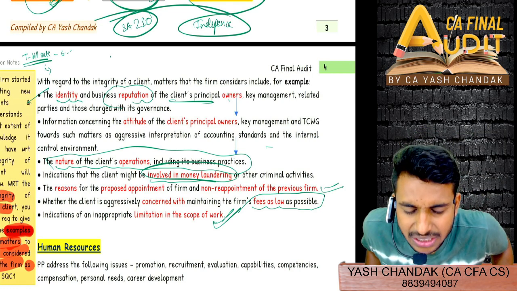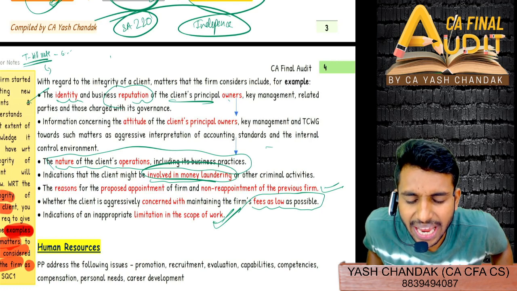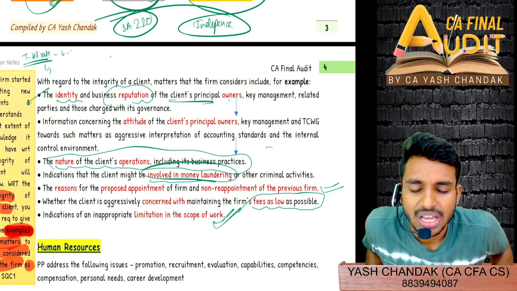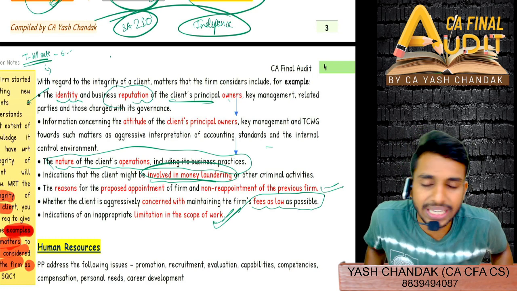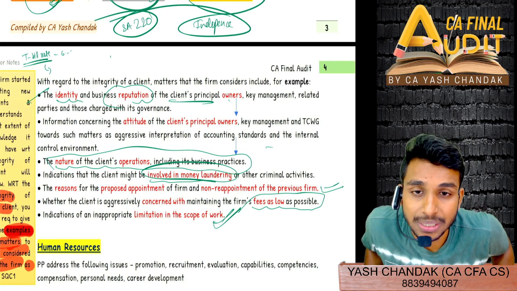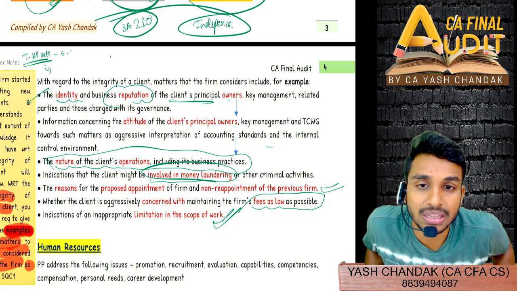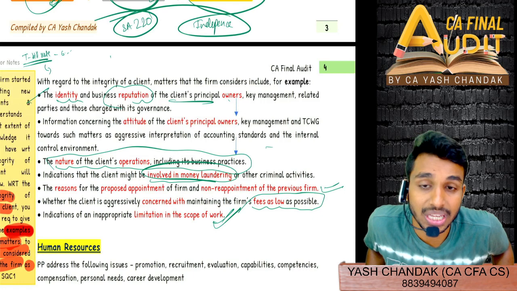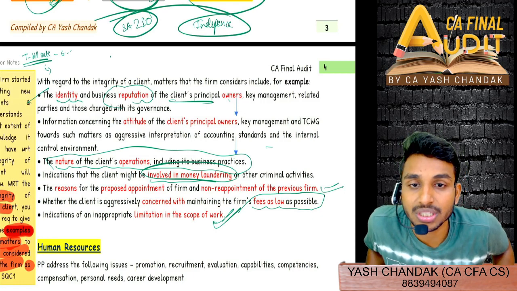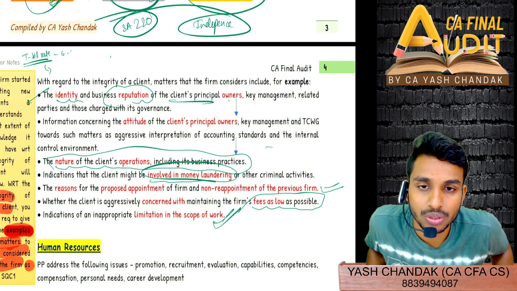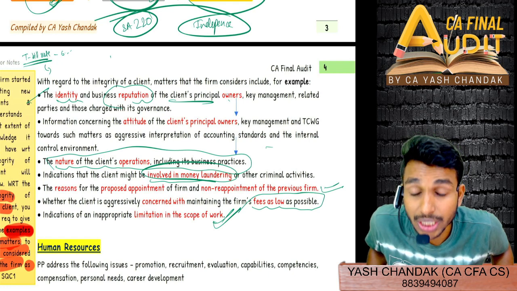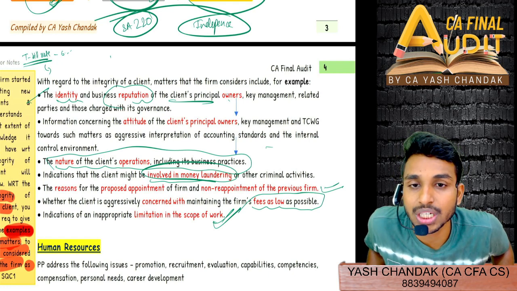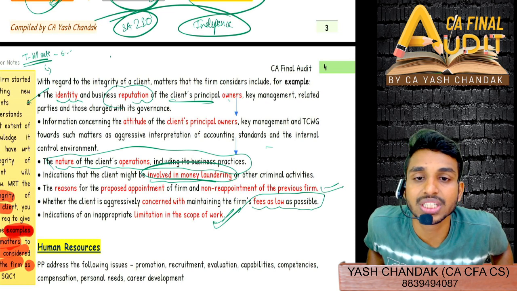Let's try to recollect again. Identity and reputation. By seeing that they are well reputed, we got to know that there is a lot of attitude in the client. Why? Because they think their nature of operation is very good, but we knew that they are involved in money laundering sort of criminal activities, and therefore we approached the previous auditor of the firm. The previous auditor told us two reasons. First, limitation in the scope of work, that is why they didn't continue with the client. And the second reason for non-continuance was the charging of low fees.